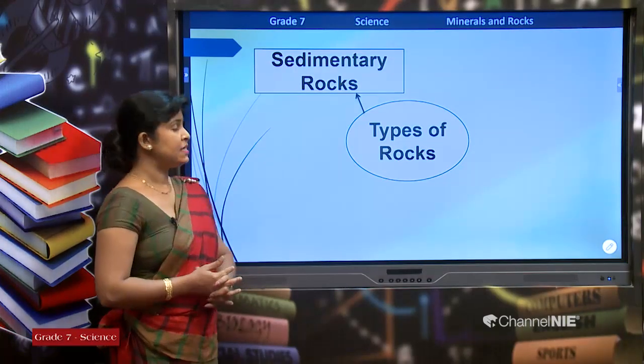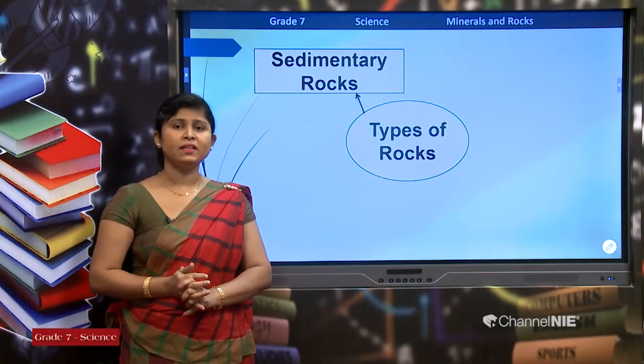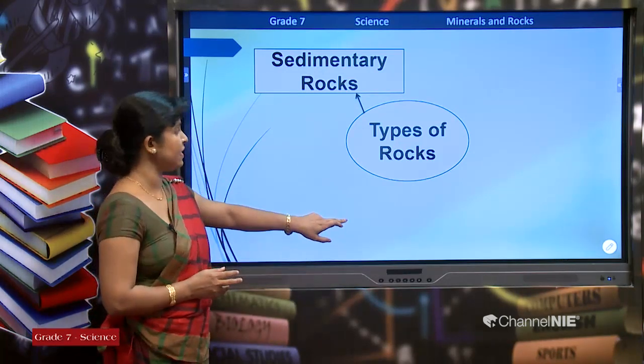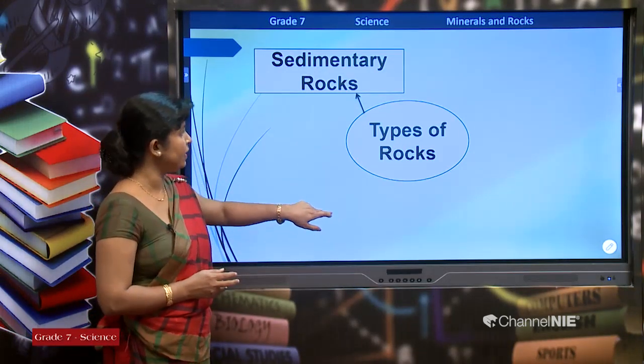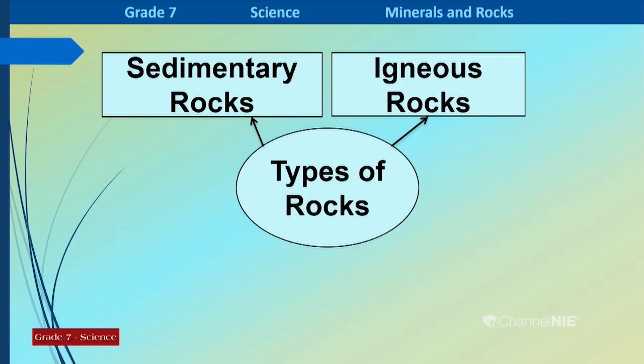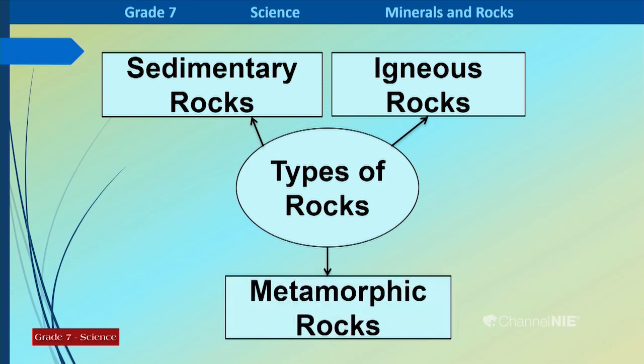First one, sedimentary rocks. What is it? Sedimentary rocks. Repeat it. Sedimentary rocks, right? These words are new to you, so you have to read them several times and be familiar with the words. Then igneous rocks. Igneous rocks. Third type, metamorphic rocks. Let's read it again. Types of rocks. The rocks are subdivided into 3 main groups: sedimentary rocks, igneous rocks and metamorphic rocks.